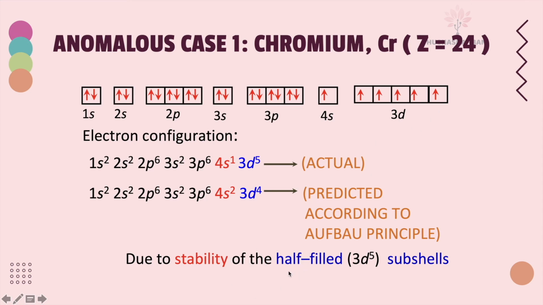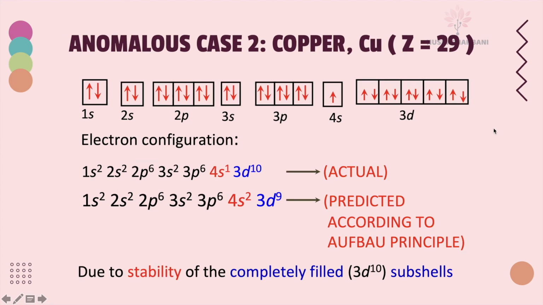That's what we call a half-filled subshell. 1, 2, 3, 4, 5. All these orbitals are half-filled because fully filled must be 10. Fully filled: 2, 2, 2, 2, 2, 10. So if all orbitals are filled by 1 electron each, this is what we call half-filled.